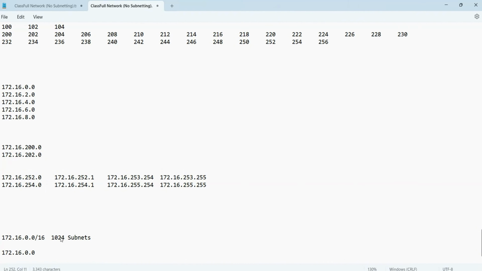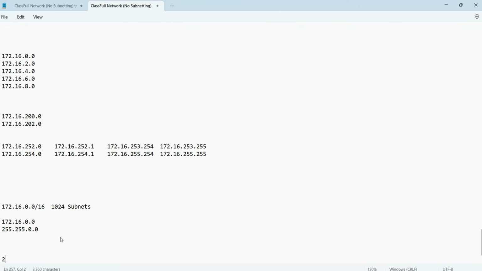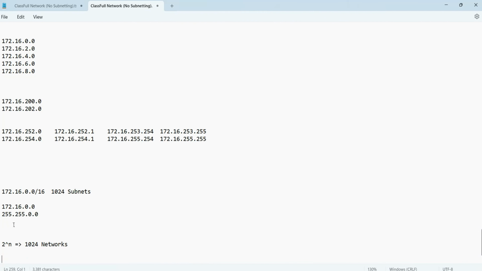So 172.16.0.0 is the actual network itself. The default mask is 255.255.0.0, right? So the formula is what? 2 to the power of what is equal or greater than 1024, right? Equal or greater than 1024 networks or subnets. So how many bits do I have to borrow? So this one is 1, 2, 3, 4, 5, 6, 7, 8.